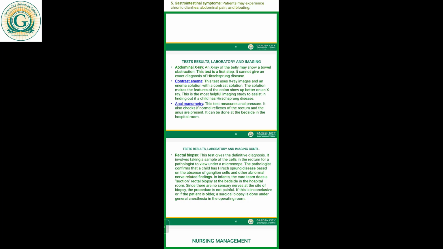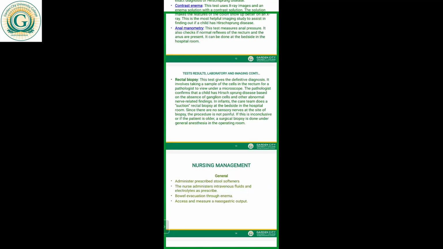Three, anal manometry. This test measures anal pressure. It also checks if normal reflexes of the rectum and the anus are present. It can be done at the bedside in the hospital room.